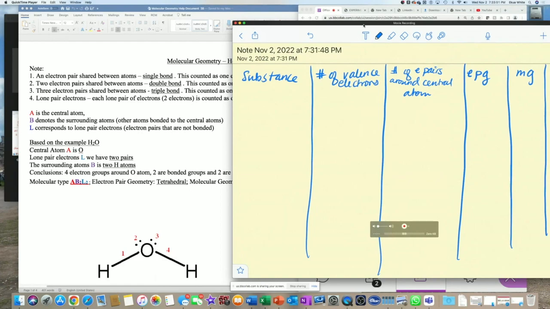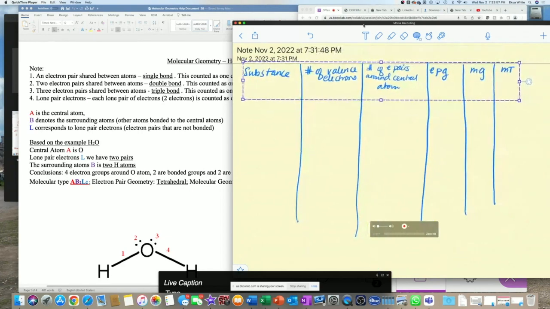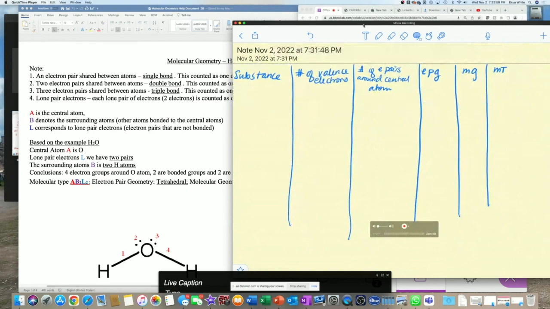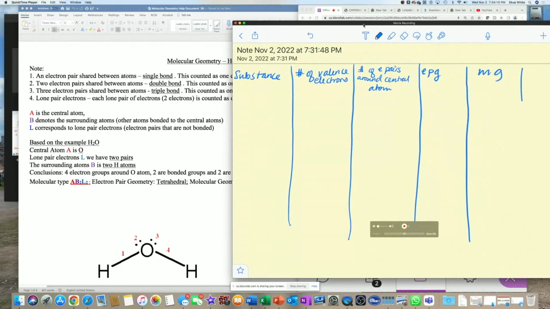I'm running out of room. Let me see if I can make this a little smaller. But that's the idea here, you're going to be filling in this table. Okay, so that should kind of work out. Let me make this a little bit bigger right here. Okay, electron pair geometry, molecular geometry, and then finally molecular type.